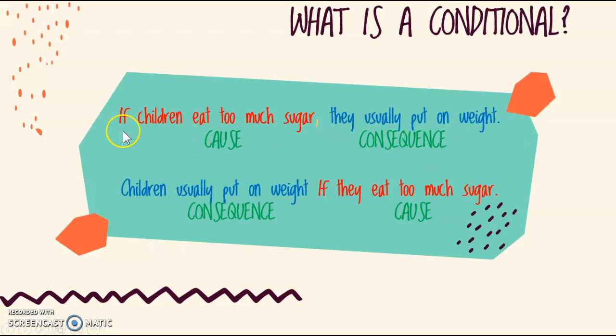In red color you will find the cause of this clause. We have: if children eat too much sugar, comma. We need a bridge to join these two different sentences, and in this case it is the comma because we are starting with the if clause. So if children eat too much sugar, the result is that they usually put on weight. Put on weight means engordar in Spanish. So this is the cause and this is the consequence.